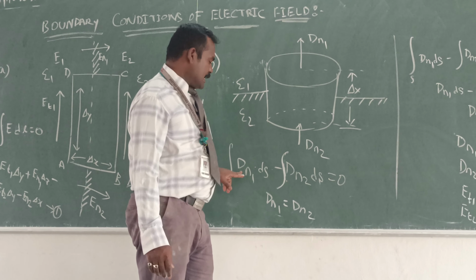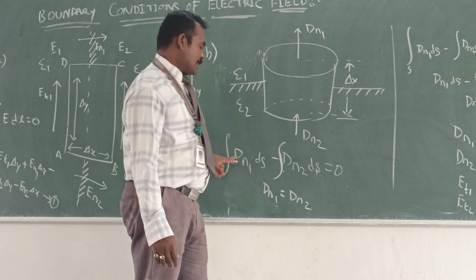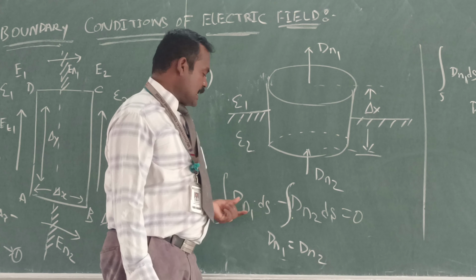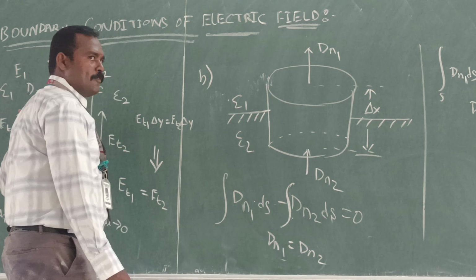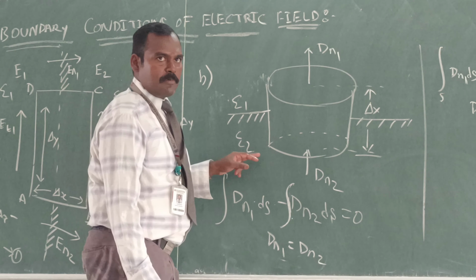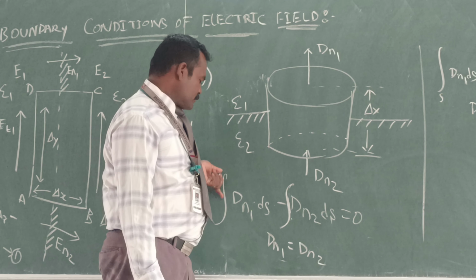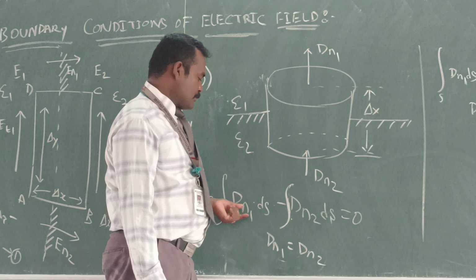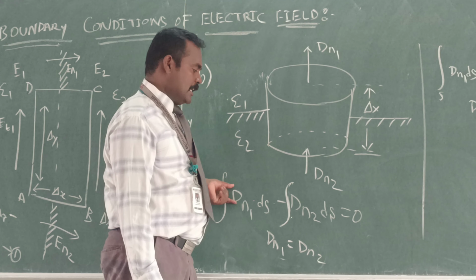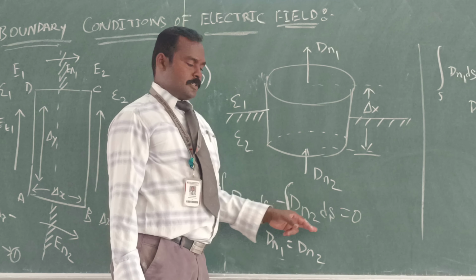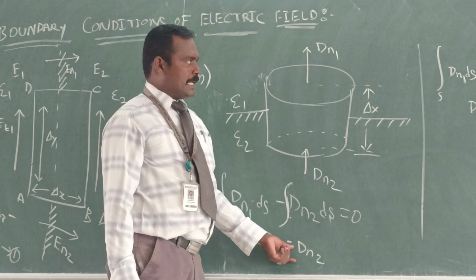Here also we consider the electric flux density. Since this is a pillbox, the surface integral applies. For the earlier case, the line integral applied; here the surface integral is applicable, and both length and breadth need to be considered. So the surface integral of the normal component of electric flux density of medium 1 and medium 2 is equal to 0. So Dn1 should be equal to Dn2.